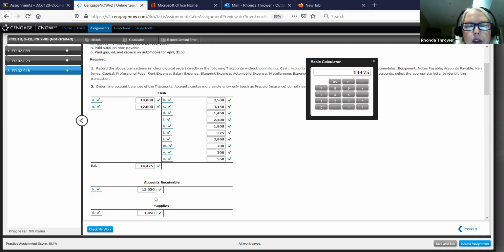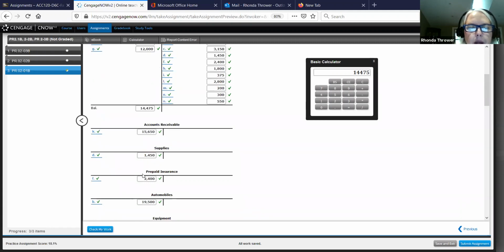Since accounts receivable doesn't have a credit to it, this is the balance in the accounts receivable account. Accounts receivable is an asset account. It should always have a debit balance. The balance should be on the increase side. So technically they should have written balance here at 15,650.